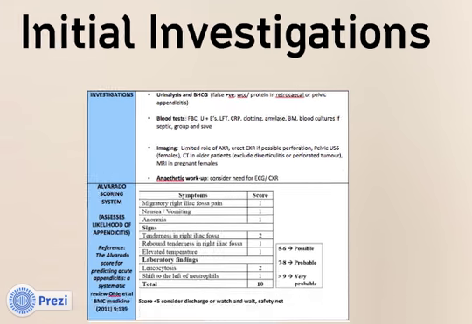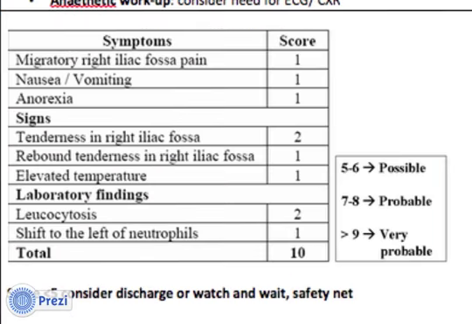In terms of initial investigations, urinalysis and beta-HCG in women will be essential. The blood tests as listed here. The role of imaging is discussed further in the following slide. Throughout this assessment phase, consideration should be made to the Alvarado score based on history, examination and investigations findings to define the probability of appendicitis in your patient.